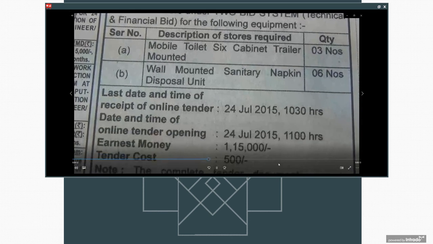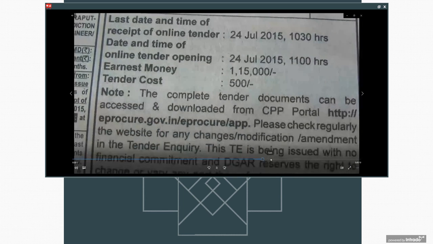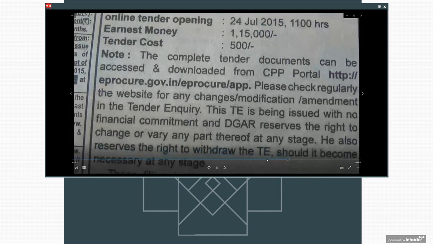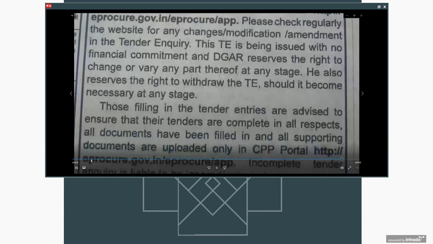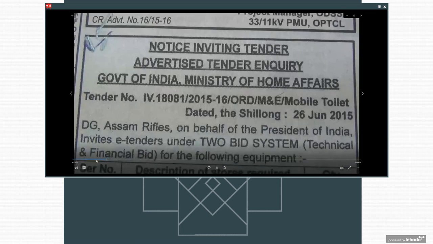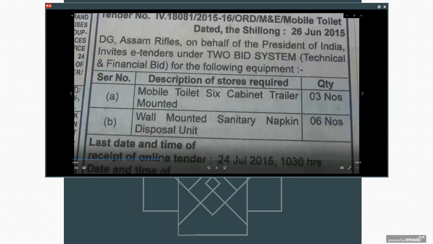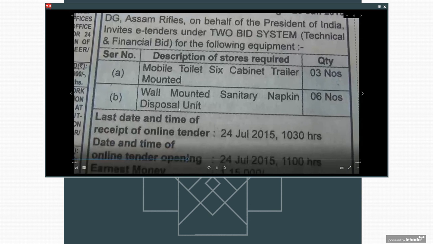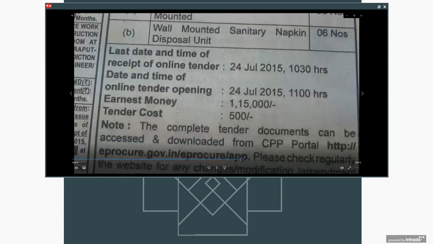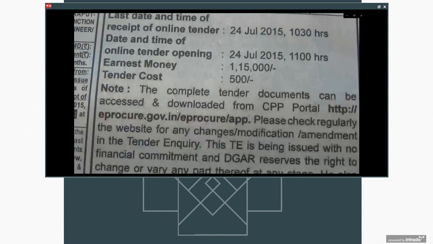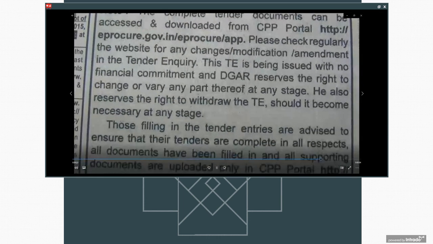So you'll observe that there is earnest money involved and there is a tender cost. When you are applying for the tender, there is a tender cost involved. And it's a small video clip of a newspaper advertisement. I'm playing this again, showing that there are a few mobile toilets and mounted sanitary napkin disposable units which a government institution is asking for, and they are asking for tender quotations related to that. Now normally a student will not be interested in watching such tender quotations in a newspaper, right?